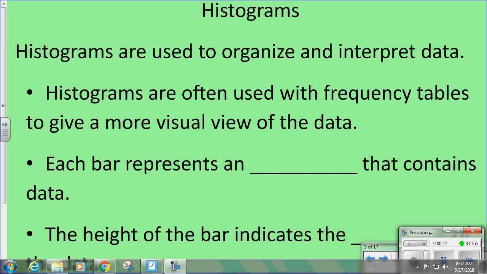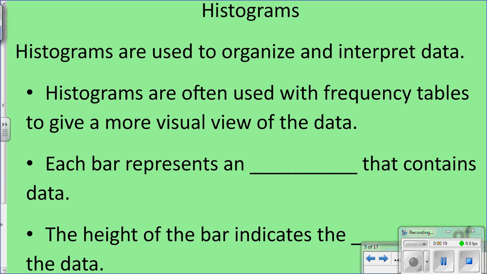Each bar represents an interval. This might be a new word for you. An interval will have a number through a number. So which means if I had numbers like 1 through 5, in that interval you would find 4, you would find 3, you would find 1, you would find 2, you would find 5. Okay, so it's an interval, it's a span of numbers.